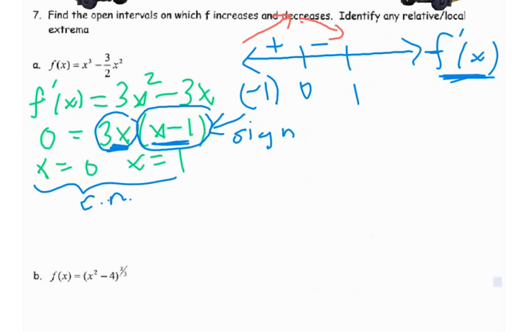The arrows are required. In the third region, I'm going to choose the number 2, and I'm going to substitute again into the first factor, which will give me a positive. The second factor will give me a positive, and a positive times a positive is a positive. Therefore, I know that the original function is increasing on that particular interval.